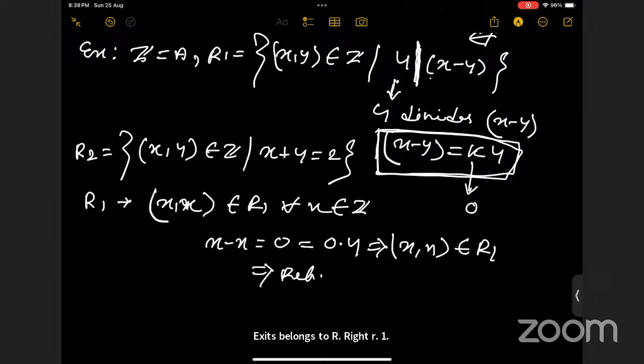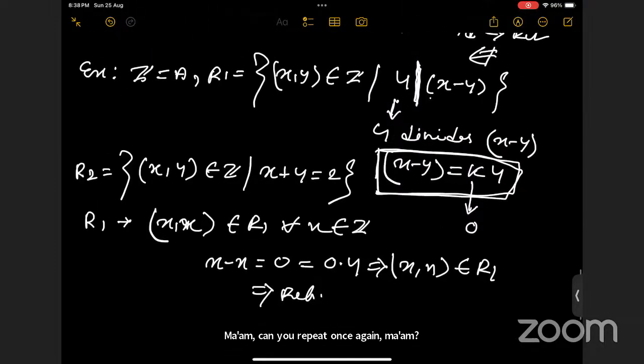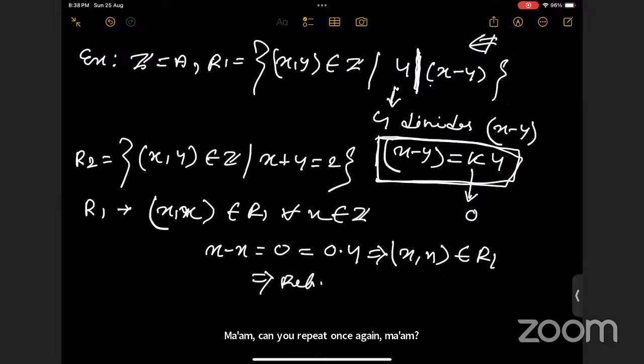Clear? Ma'am, can you repeat once again, please? Yes. Here we have R1. So R1 is (x, y) belongs to Z such that 4 divides x minus y. That means x minus y equals some constant term into 4. The definition is clear, right? Yes, ma'am, the definition is clear.